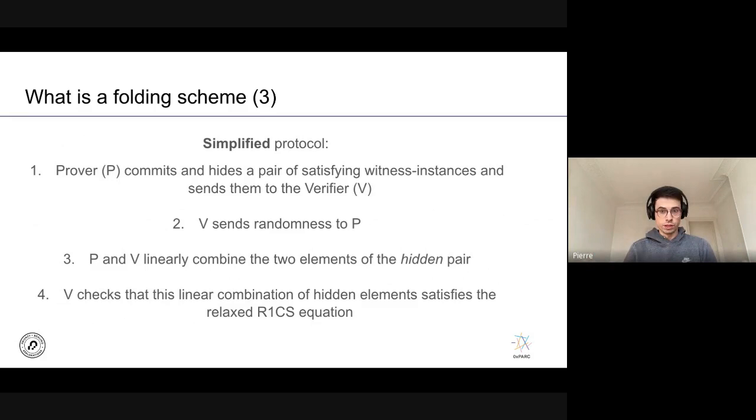So this is the original protocol that was proposed in the 2021 paper. Cool.